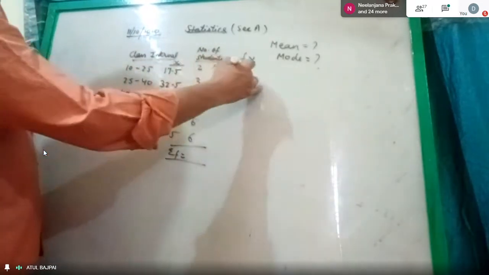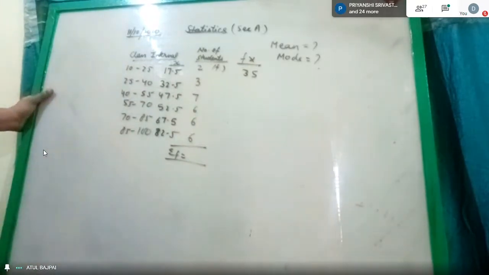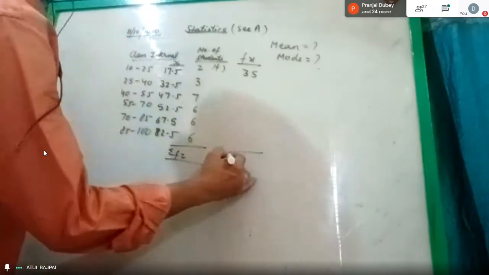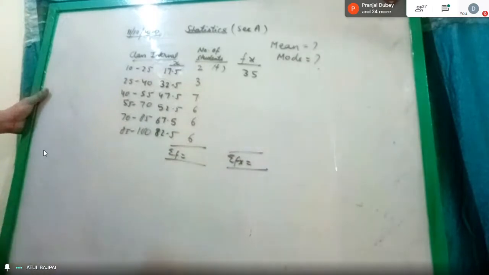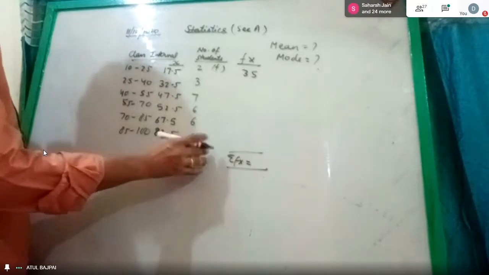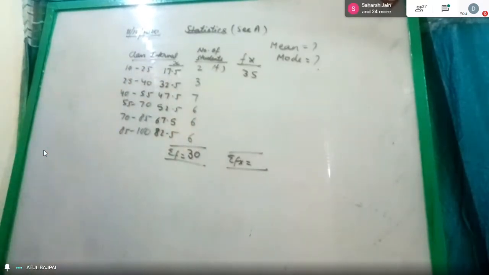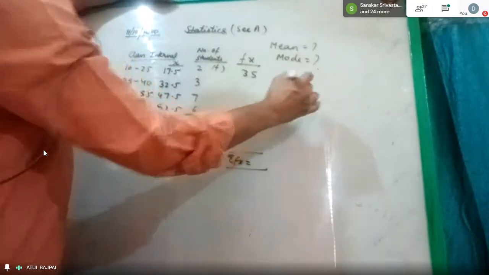Multiply 17.5 into 2. Multiply first. Tell me the mean. Sigma f, how much? 30. Find the value of the mean. Tell me sigma fx upon sigma f. Apply the simple formula, sigma fx upon sigma f. If they want you to apply the shortcut method, they will ask for the shortcut method. If they want you to apply the step deviation method, they will ask for that. If they don't say, you can go by any method.